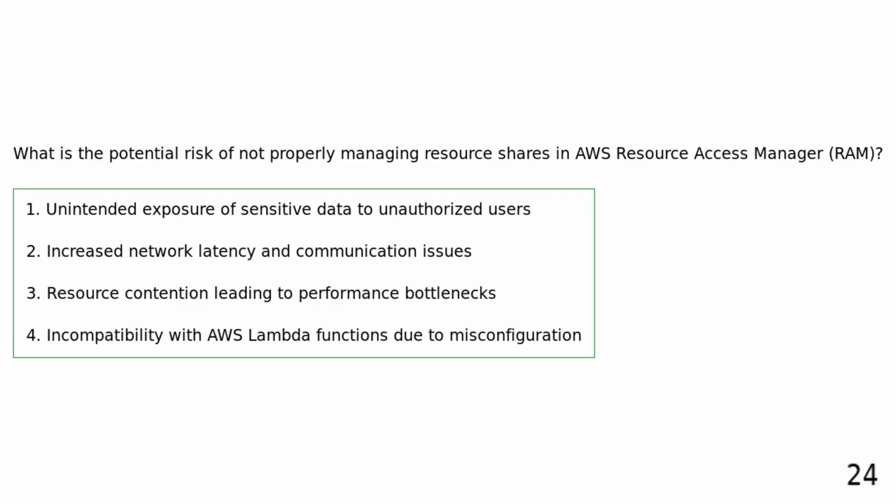What is the potential risk of not properly managing resource shares in AWS Resource Access Manager? Unintended exposure of sensitive data to unauthorized users. Increased network latency and communication issues. Resource contention leading to performance bottlenecks. Incompatibility with AWS Lambda functions due to misconfiguration.